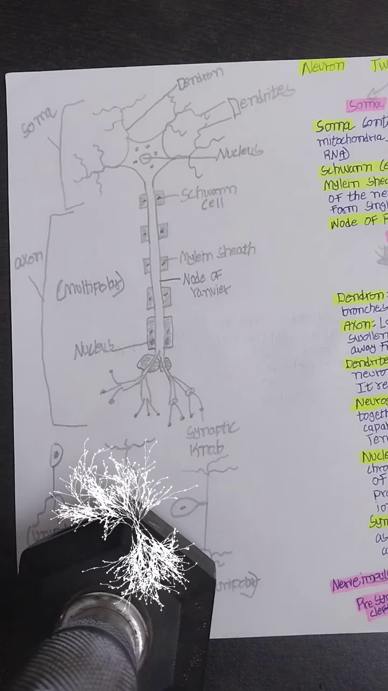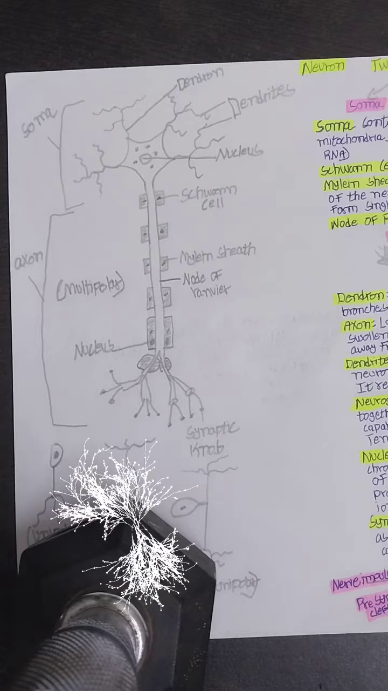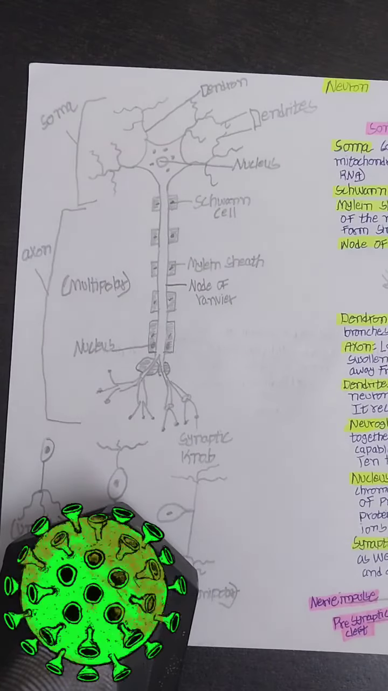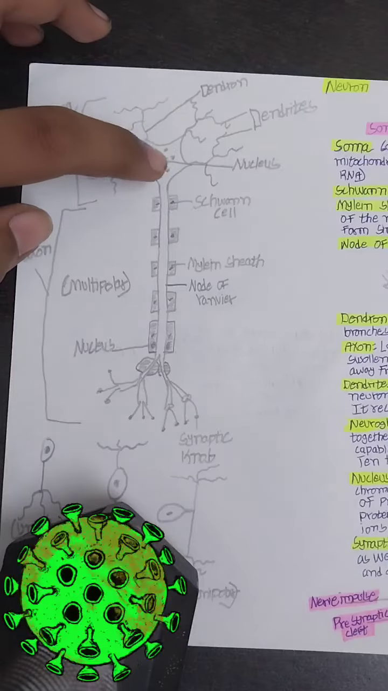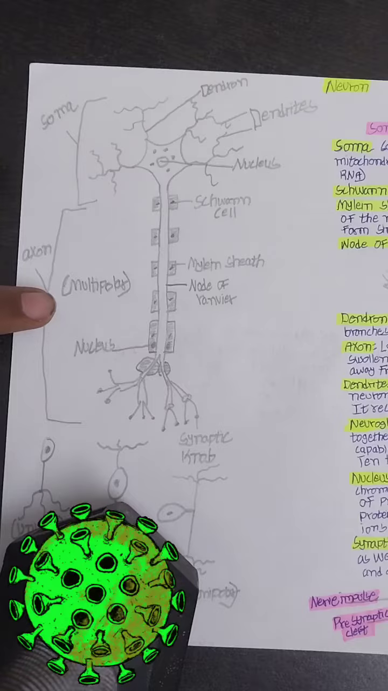The neuron basically consists of two main structures, soma, the cell body, and the axon. In a neuron, two nuclei are present. One is present in the soma, and the other nucleus is present in the myelin sheath. It is the nucleus of the myelin sheath.